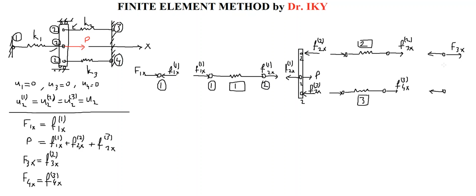node 4, this is the node 3, this is the node 4, and that is equal to, or going to balance it, f4x. When we use the local stiffness matrices, we can say that this is the final definition for the direct stiffness method. Let me tell you.